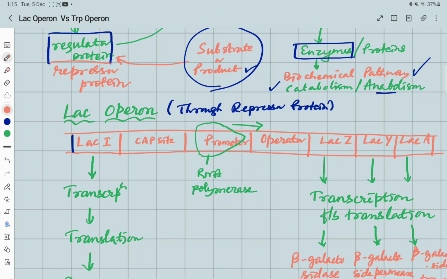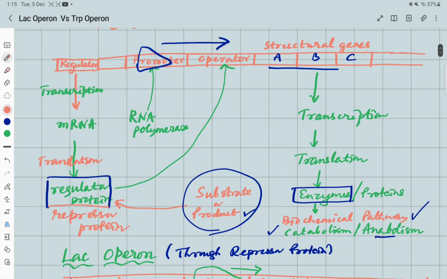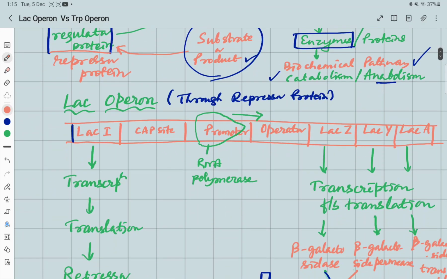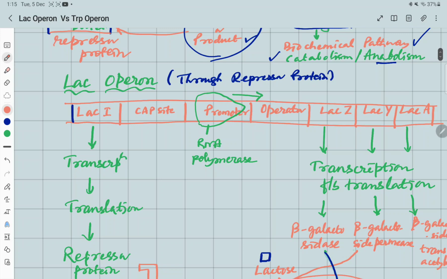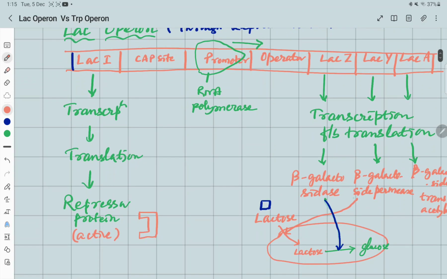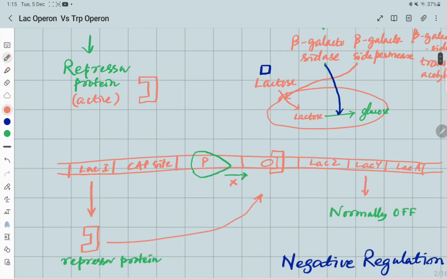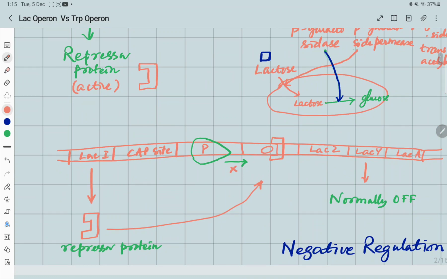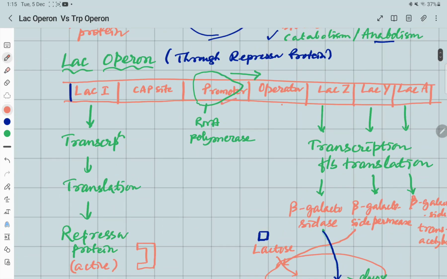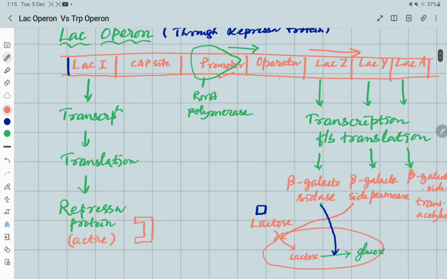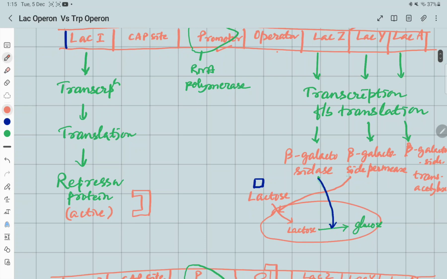Lac stands for lactose, and this lactose operon has a regulatory site where the LAC-I gene is there, which produces the repressor protein, which is active and blocks the operator, so that the RNA polymerase, which usually binds to the promoter site, cannot move along the structural genes consisting of LAC-Z, LAC-Y and LAC-A, and there will be no transcription followed by translation, so there will be no production of enzymes required for degradation of lactose to glucose.